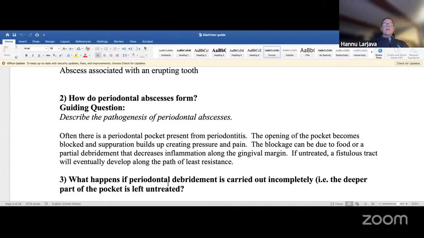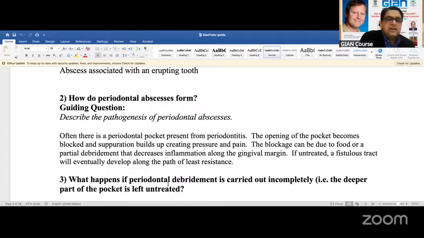What happens if periodontal debridement, scaling and root planing, is carried out incompletely, especially in the deeper parts of the pocket? Kind of follows the same line as the previous questions. So this question is for SGRD Amrit, sir. Good morning, sir.